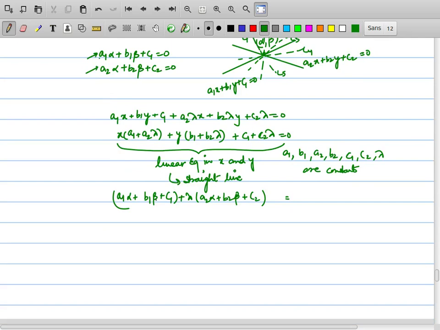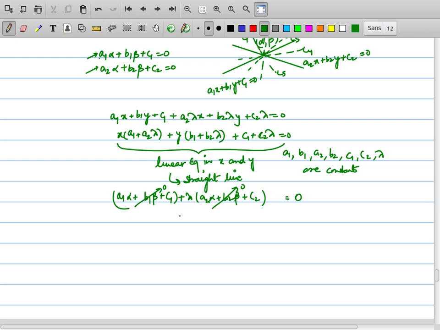Therefore a1 alpha plus b1 beta plus c1 is 0, and a2 alpha plus b2 beta plus c2 is also 0. Therefore this is definitely coming out to be 0. Therefore the equation that we have considered is definitely passing through alpha beta because it is satisfying this equation.